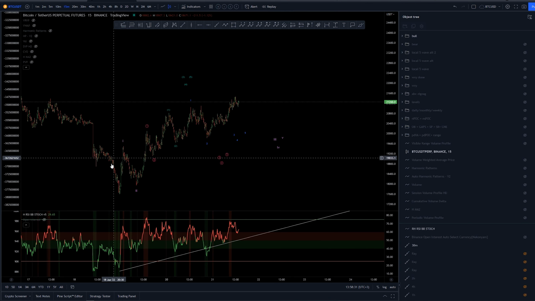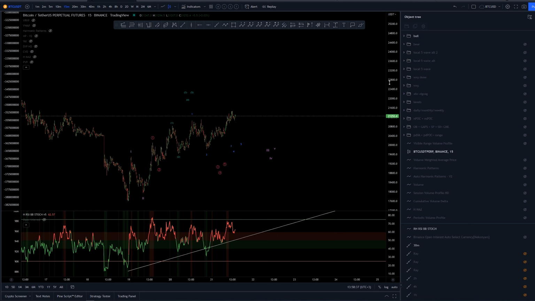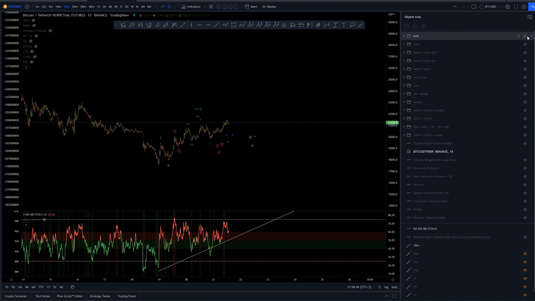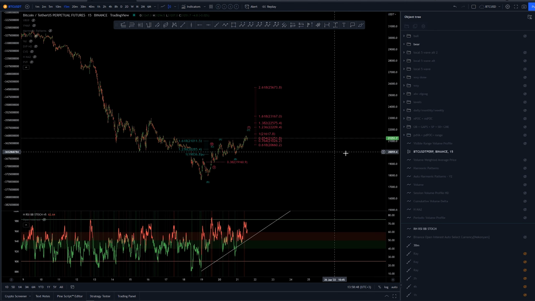Either we are just combining these nested structures together before a massive run upside to the moon, or this is the corrective pattern that I showed you. My bias is still towards this one.